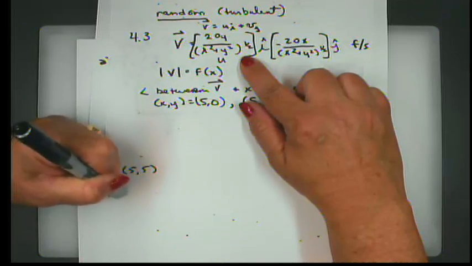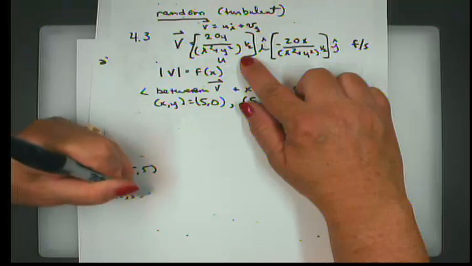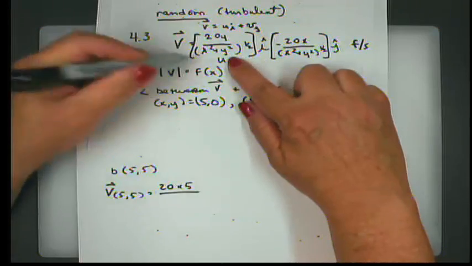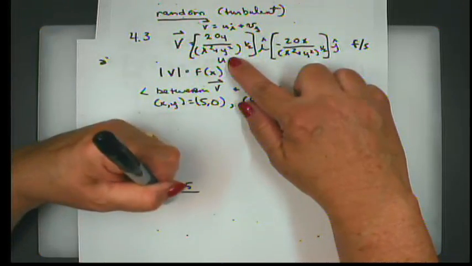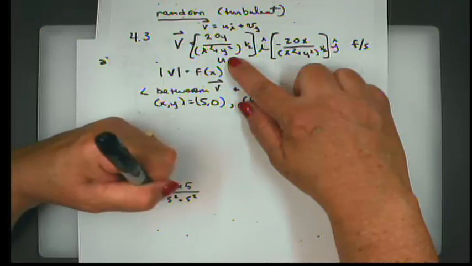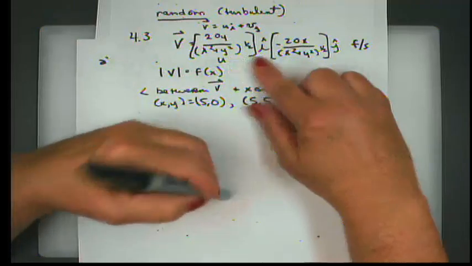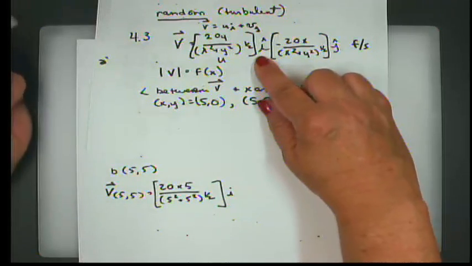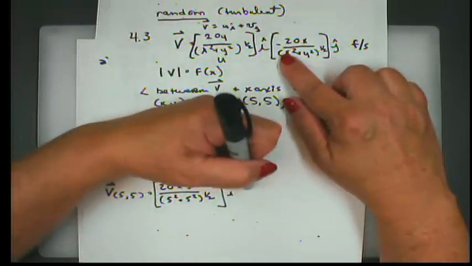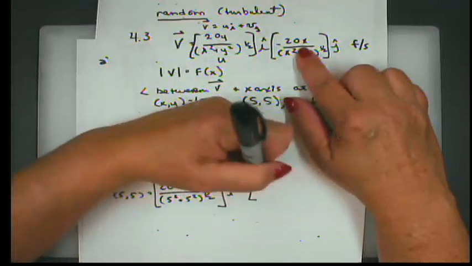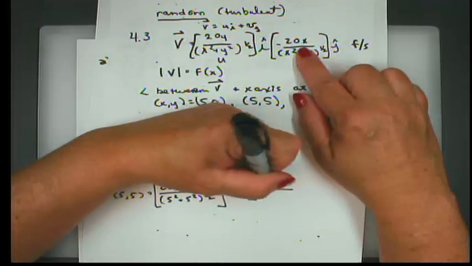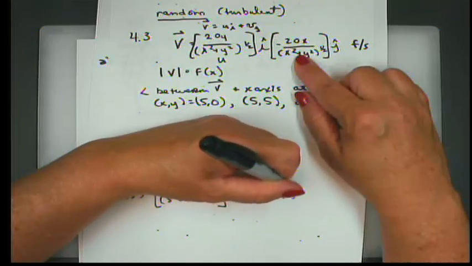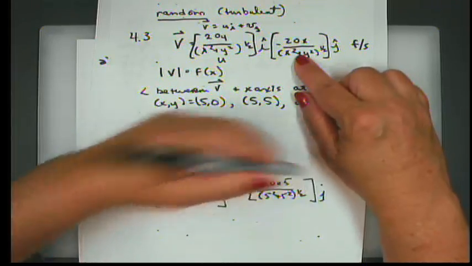My velocity at 5, 5 is going to be equal to 20 times 5 over 5 squared plus 5 squared, square root, and that is my I vector, or my U component, my X component of the vector, minus 20x, which is 20 times 5, over same denominator, 5 squared plus 5 squared to the 1/2, j.